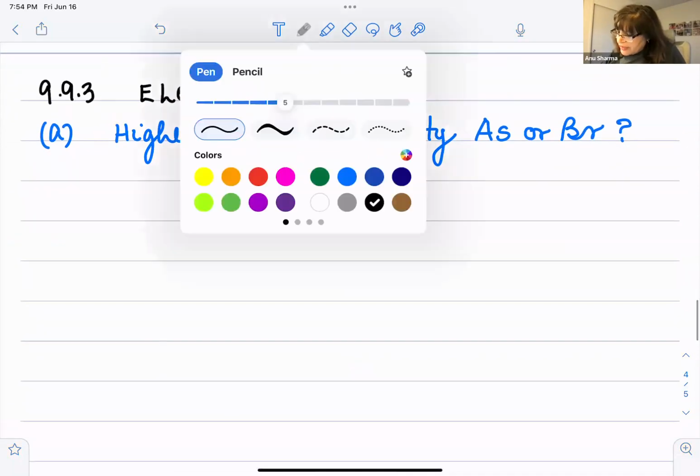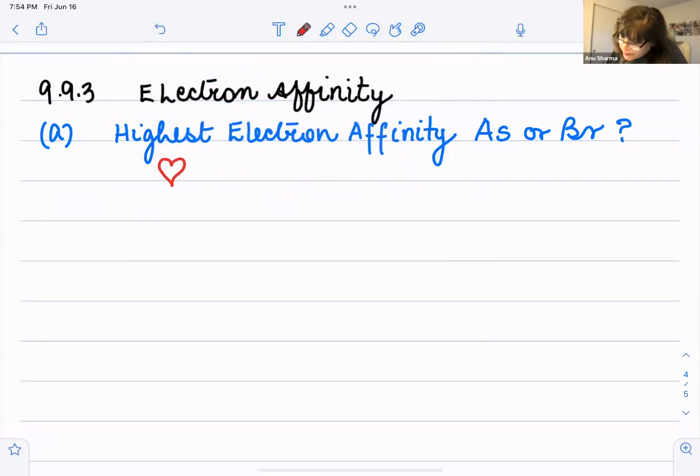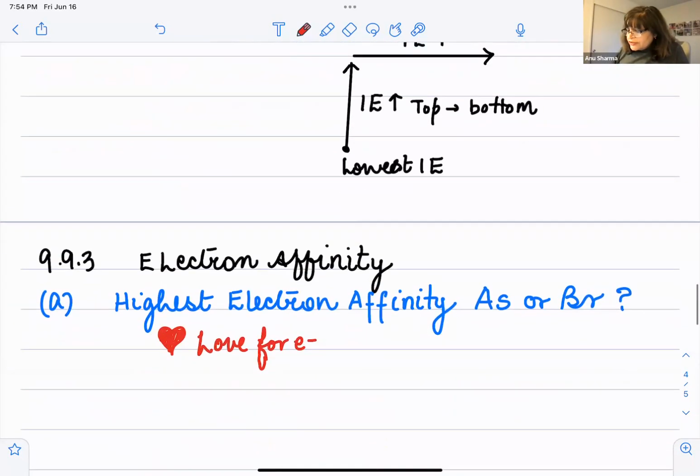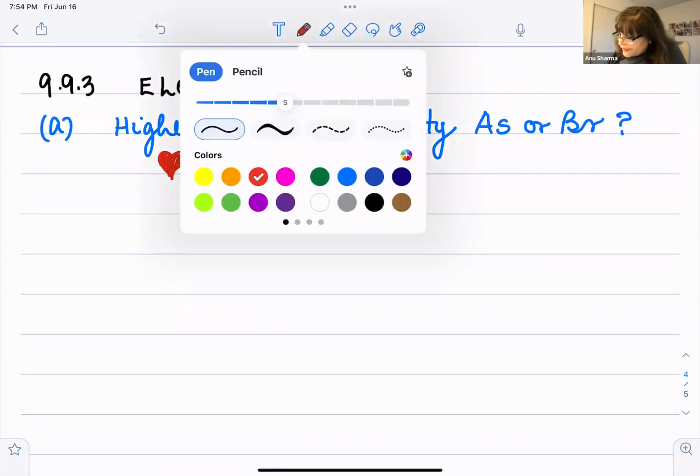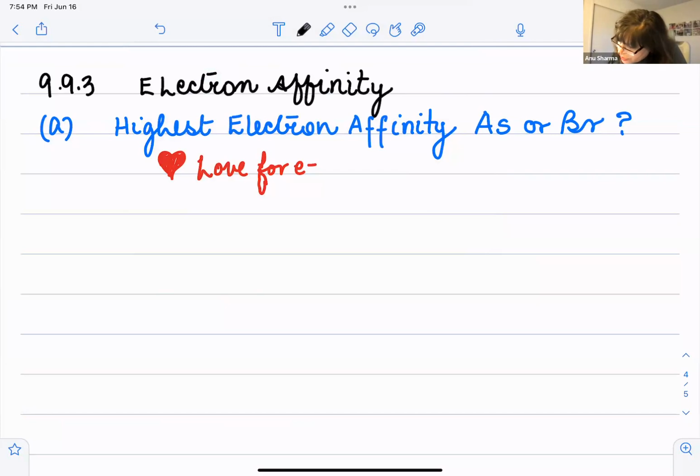Next is the electron affinity. Electron affinity is the love for electrons. Same as ionization energy, electron affinity matches that trend. As you move from left to right in the periodic table, the electron affinity increases.